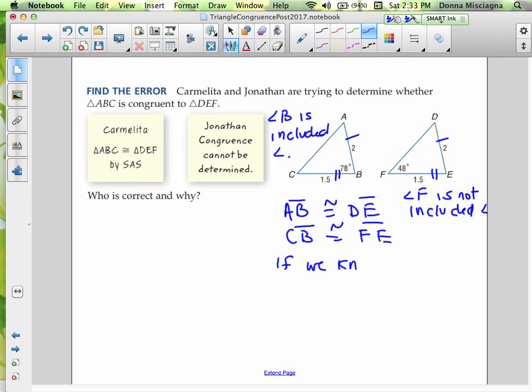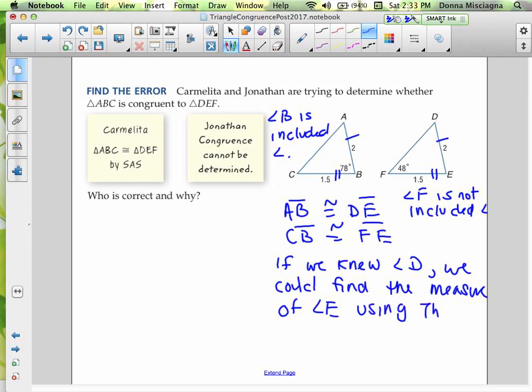If we knew angle D, we could find the measure of angle E using third angle theorem. Write this down, right? So this will help you in future problems. Now, your question, by the way, was multiple choice. This is just some background information to help you understand the correct answer for the multiple choice part.